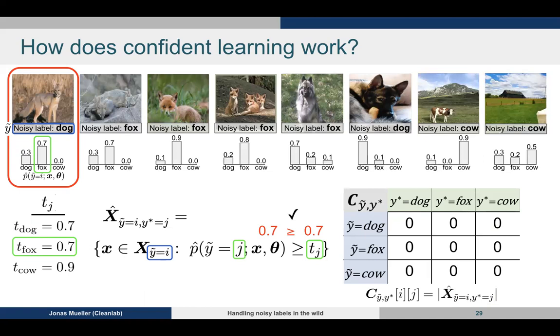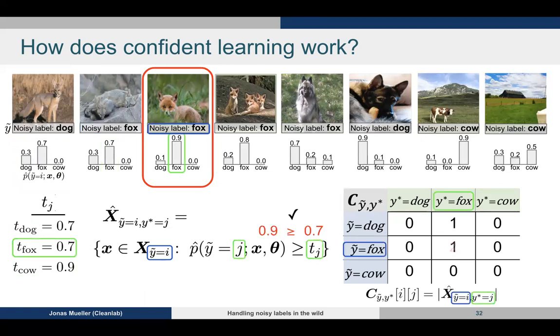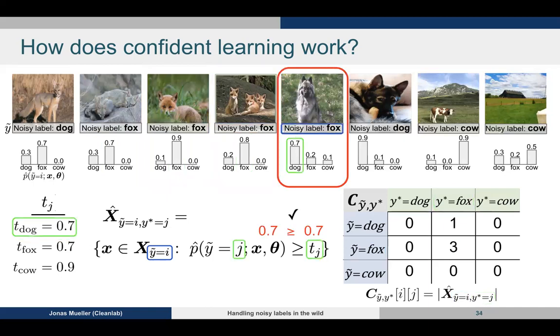And so essentially that means we think this image is actually mislabeled. The confident learning algorithm basically estimates that this image, which had given label dog, should have actually been labeled as a fox. We can also repeat this for cow, and we see that it does not exceed the threshold, and so on. I'm just going to skip all the columns that don't meet the threshold now, just to give you a sense of how this algorithm works. And you see that, of course, the diagonals tend to accumulate the most counts because most data is not mislabeled.